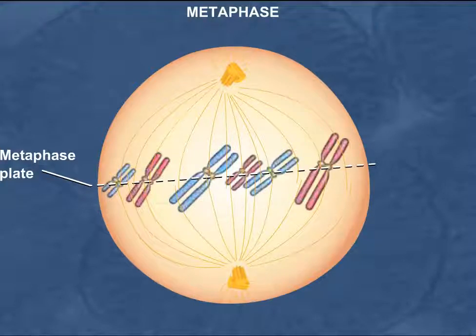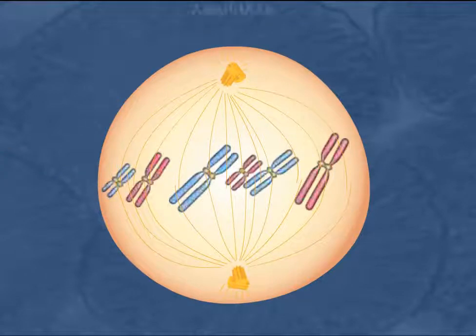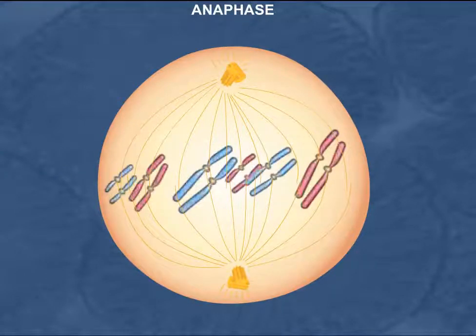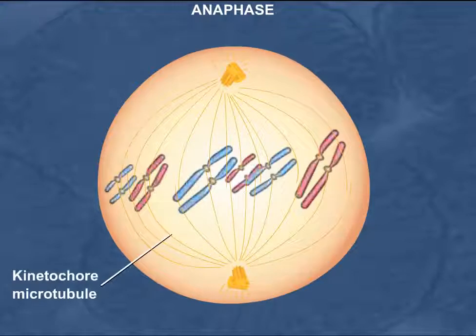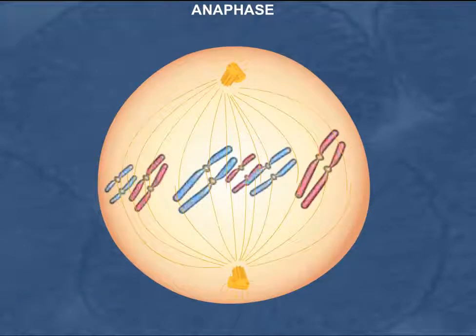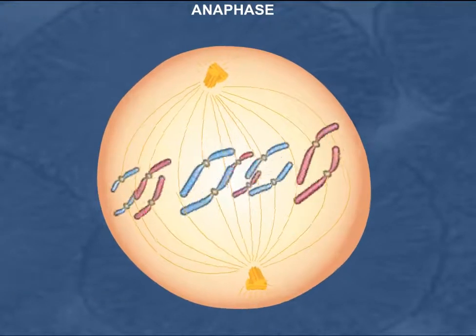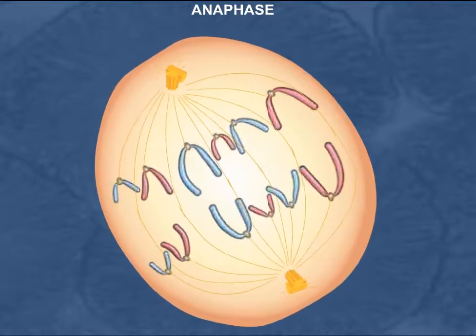When metaphase is completed, anaphase begins. The sister chromatids separate, and each chromatid is now linked to only one pole via a kinetochore microtubule. The kinetochore microtubules shorten, and the individual chromatids, now called chromosomes, are drawn to the poles.